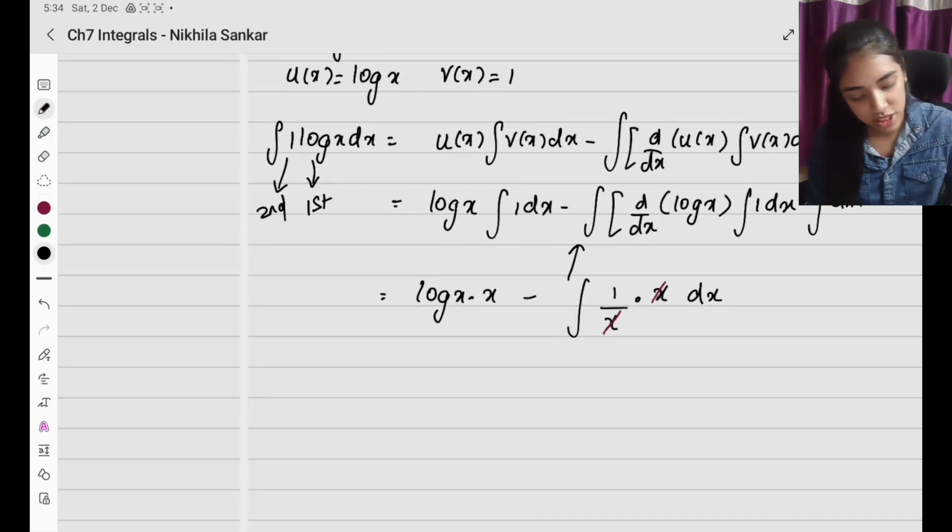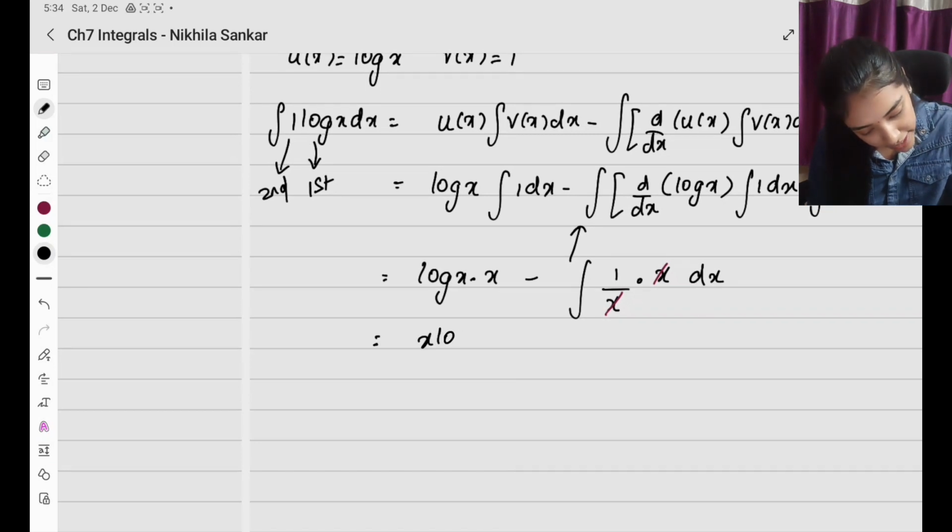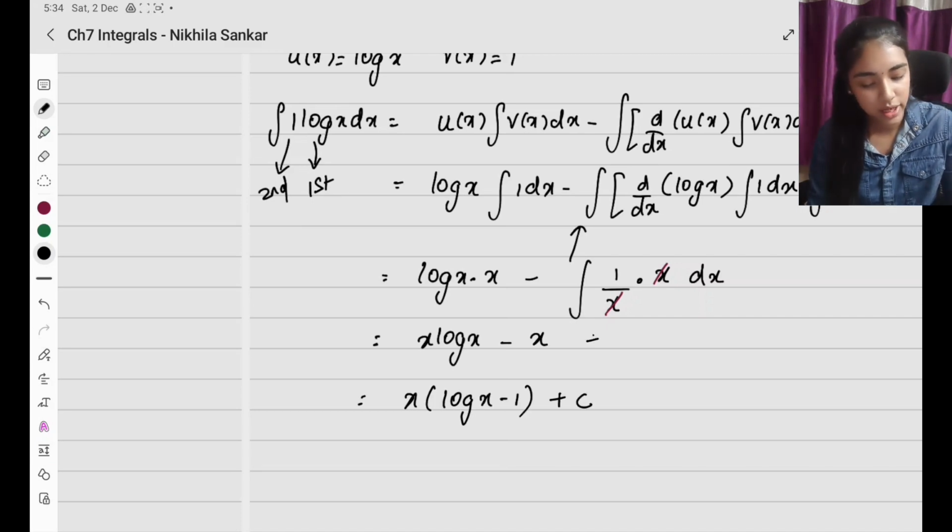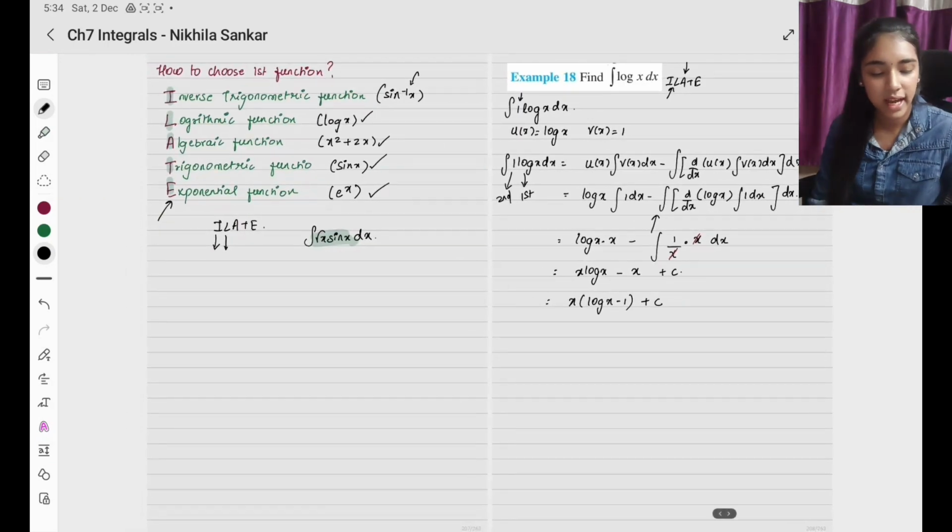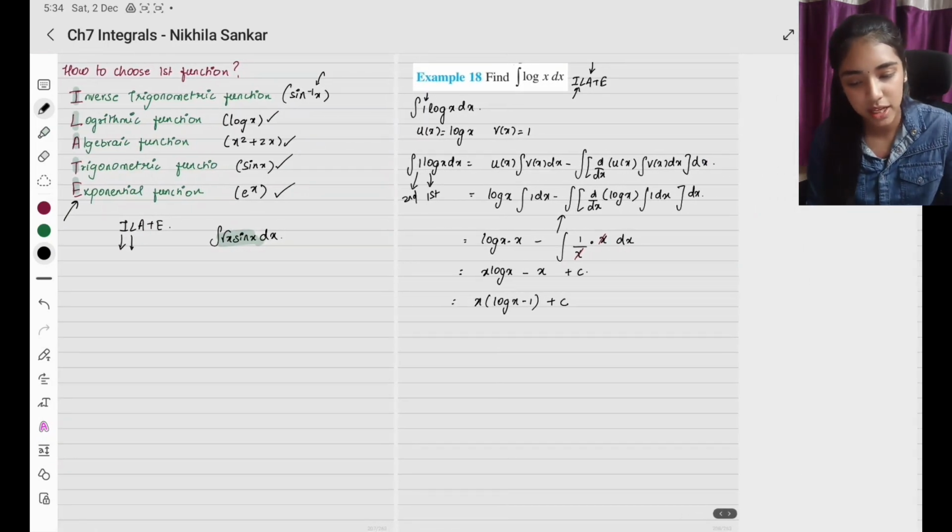Did it end very simply? So this is going to be x log x minus integral dx, which is going to be x. So this is going to be x times log x minus 1 plus c. You can add the plus c in the end. You need not add it in between. Okay, so this is going to be my answer. Is it simple?